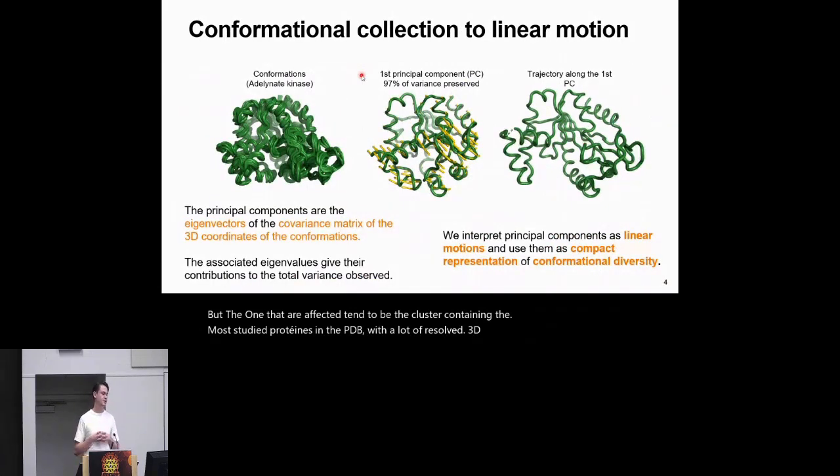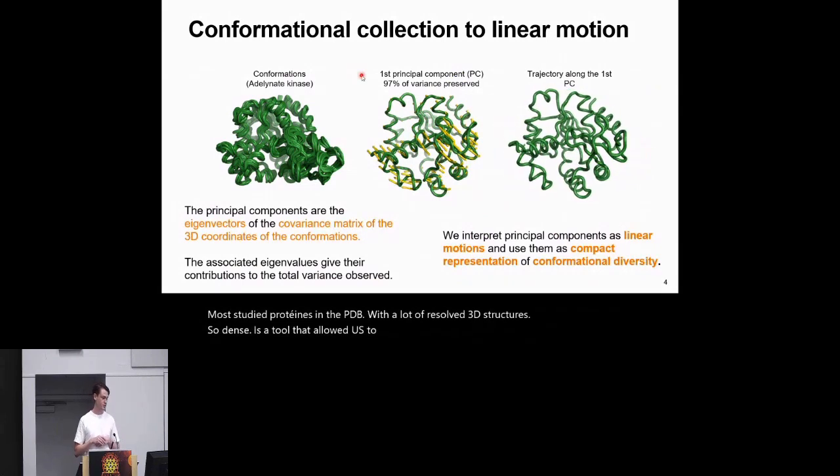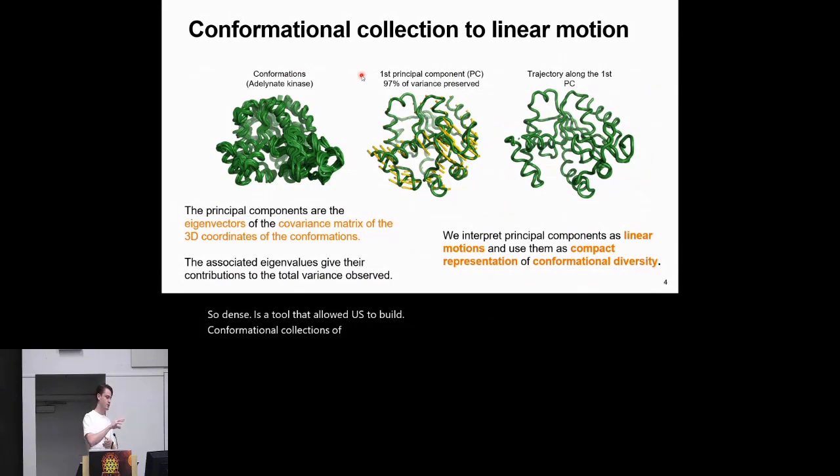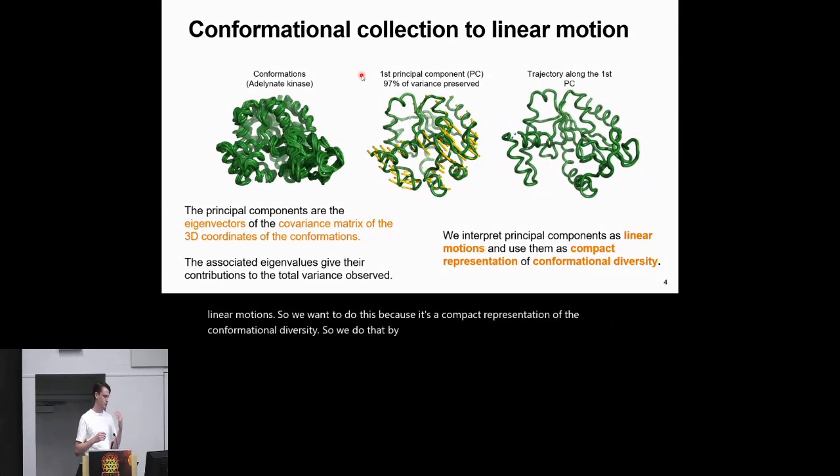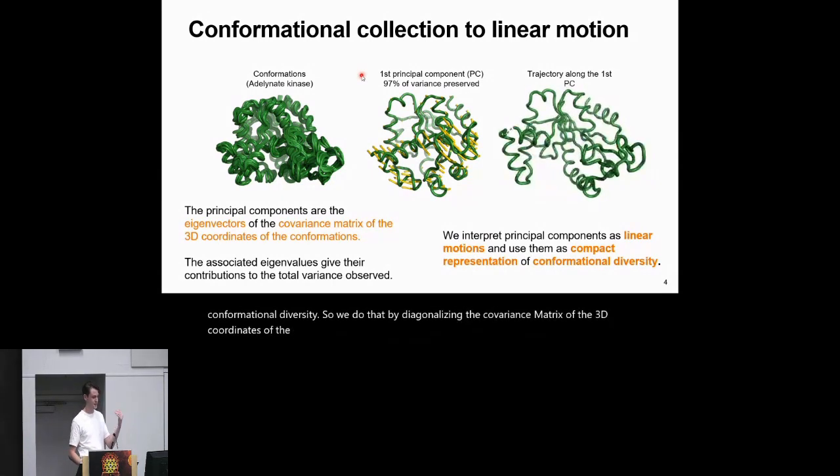So DENSE is a tool that allowed us to build conformational collections of proteins. And now what we want to do is to extract from this conformational diversity what we call linear motions. We want to do this because it's a compact representation of the conformational diversity. We do that by diagonalizing the covariance matrix of the 3D coordinates of the conformations. And the eigenvector that we get in this process is interpreted as a linear motion, and the corresponding eigenvalue gives us the amount of variance explained by these linear motions.